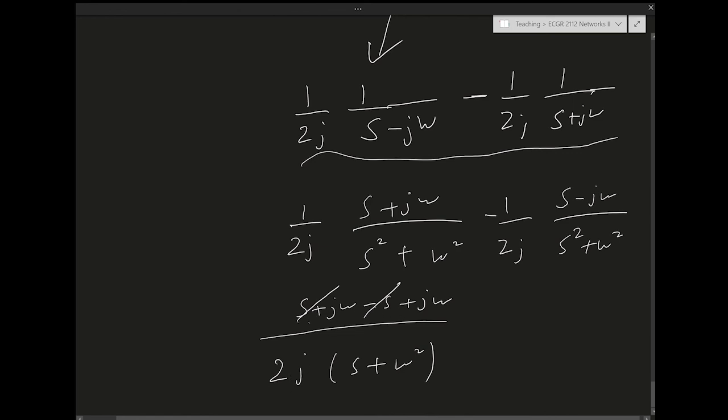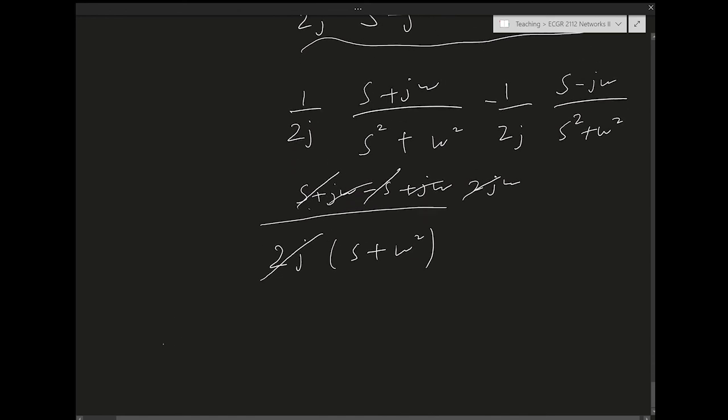j omega plus j omega is 2j omega. 2j cancels with 2j. I end up with the transform of sine omega t u of t being simply omega over s squared plus omega squared. Right? So this is one way of doing this.